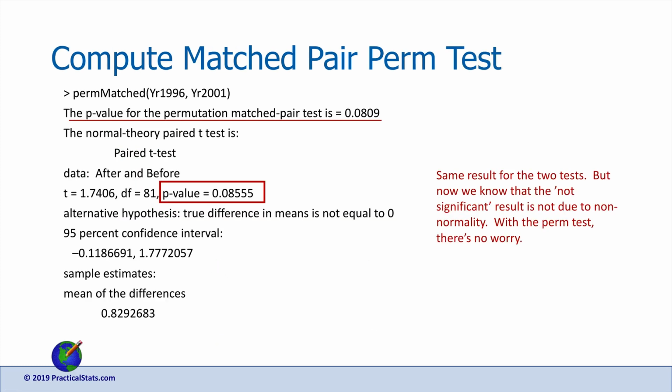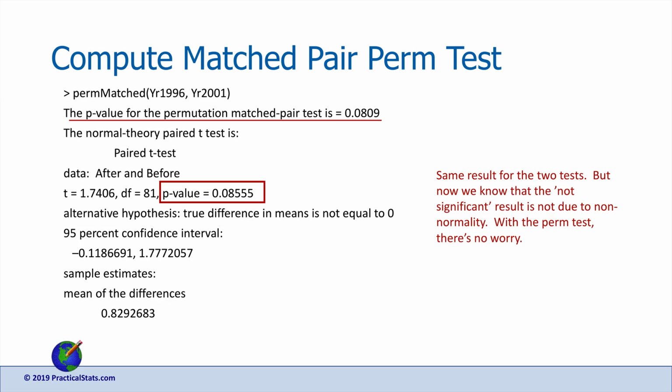We run the t-test, that's the one in the box here, get a p-value of 0.085, and we scratch our heads and say, well, it wasn't a normal distribution, so is this valid or not? That's when a permutation test is a good thing to do, or it would have been a good thing to do it and just ignore the t-test.